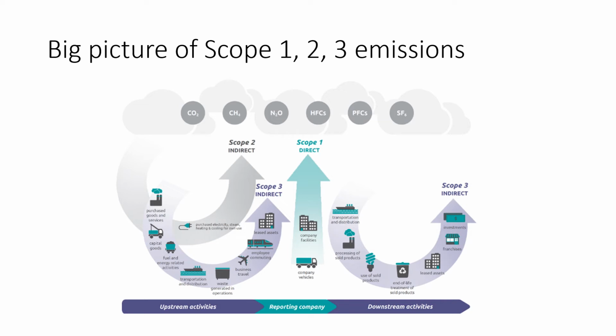Scope 3 is on the upstream. It can be from your leased assets, employee commuting, business travel, waste generated, transportation, fuel and energy related activities, capital goods and purchased goods and services. This is scope 2 indirect. Scope 3 indirect. Scope 3 downstream is like this. It starts from your investments, finance, franchises, leased assets, use of sold items, processing of sold products, transportation and distribution. So upstream, downstream. This is just to give an idea.